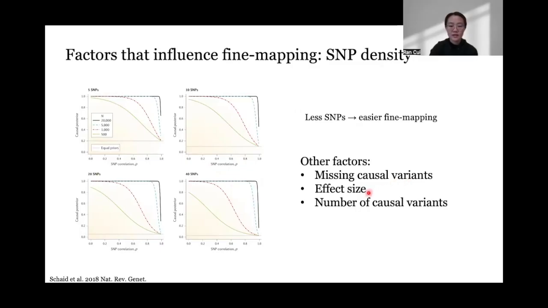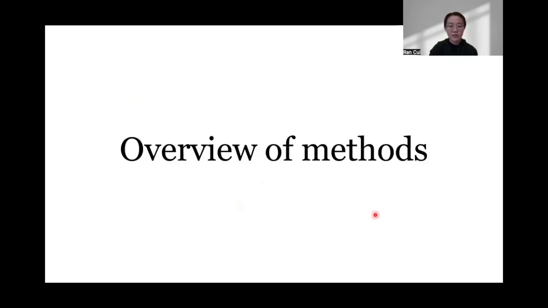And the second is effect size of the causal SNP. The higher it is, typically the easier it is to identify it as causal. The third one is the number of causal SNPs. As the number of independent signals increases in a region, it becomes harder and harder for the algorithm to tease them apart. All right, so that's all for the factors influencing fine mapping. In the next part of the lecture, I will start with an overview of fine mapping methods.